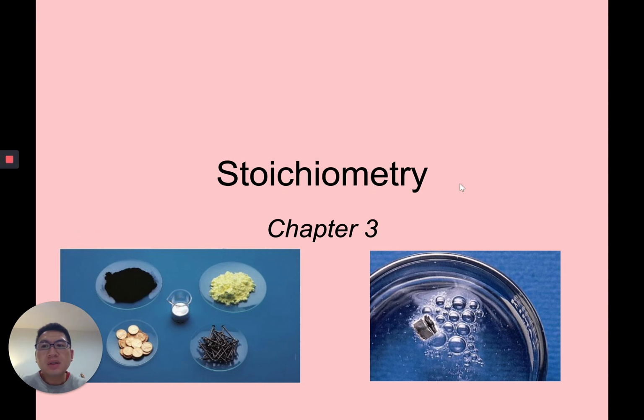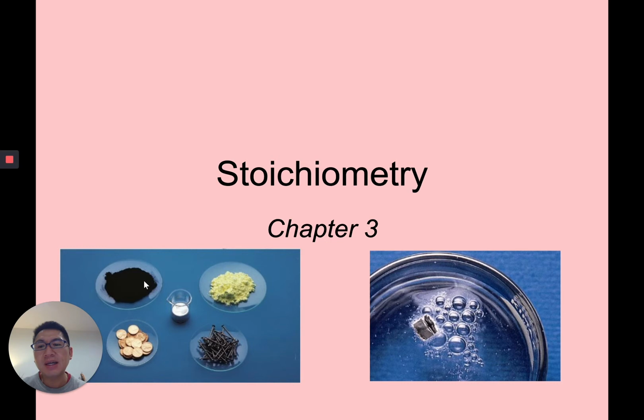Okay, so we're going to start a new chapter, chapter 3, and the title of this chapter is called Stoichiometry. Where does this name come from? I think it might be Greek. I don't really know the history of the word, but it has to come from the prefix stoichion, which is a measure, and it's about measuring quantities in chemistry.